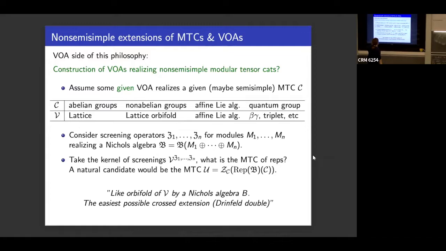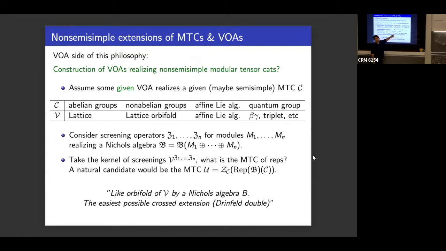And now what we do is we consider screening operators for some modules we pick. We pick any modules we want and take screening operators. Those realize, if everything is subpolar and so on, realize the Nichols algebra. Of course, usually infinite dimensional, but if we can classify the finite dimensional ones. And now we take the kernel of these screenings. There should be a modular tensor category of representations of this.